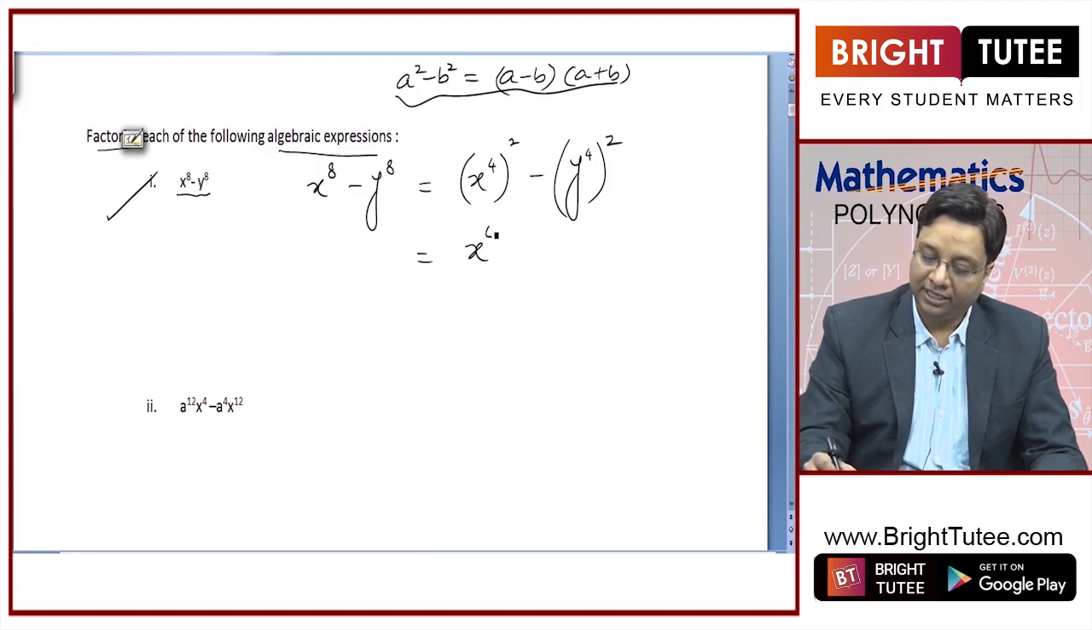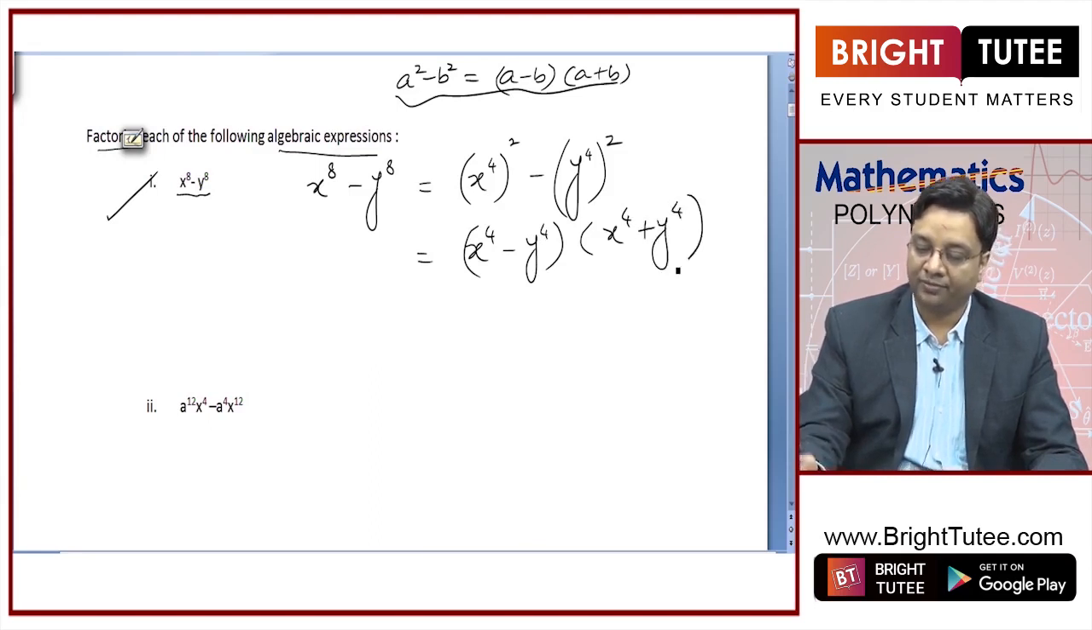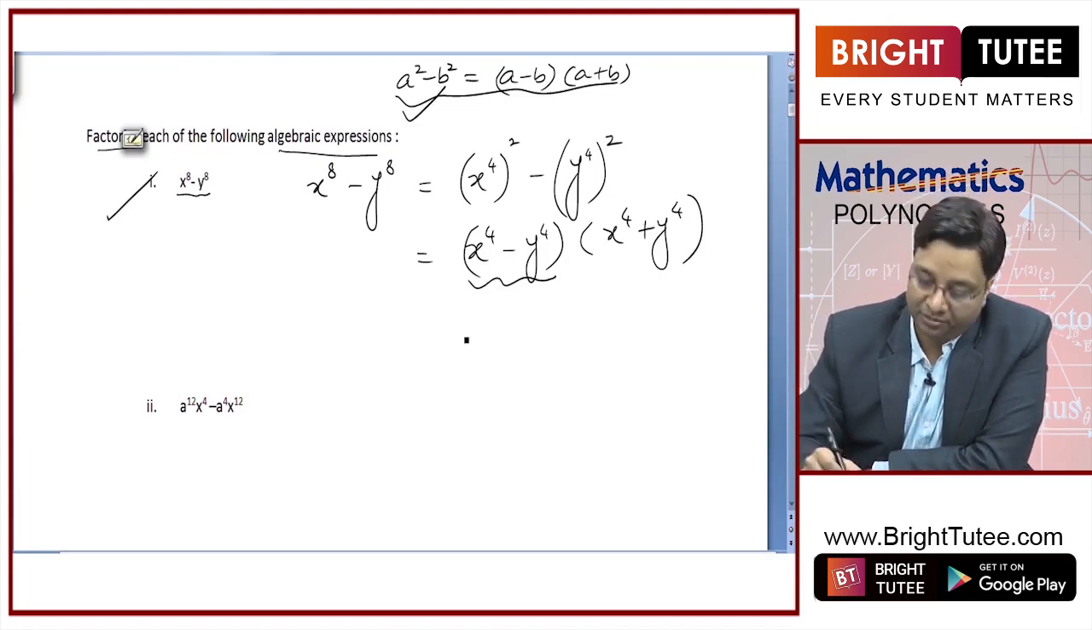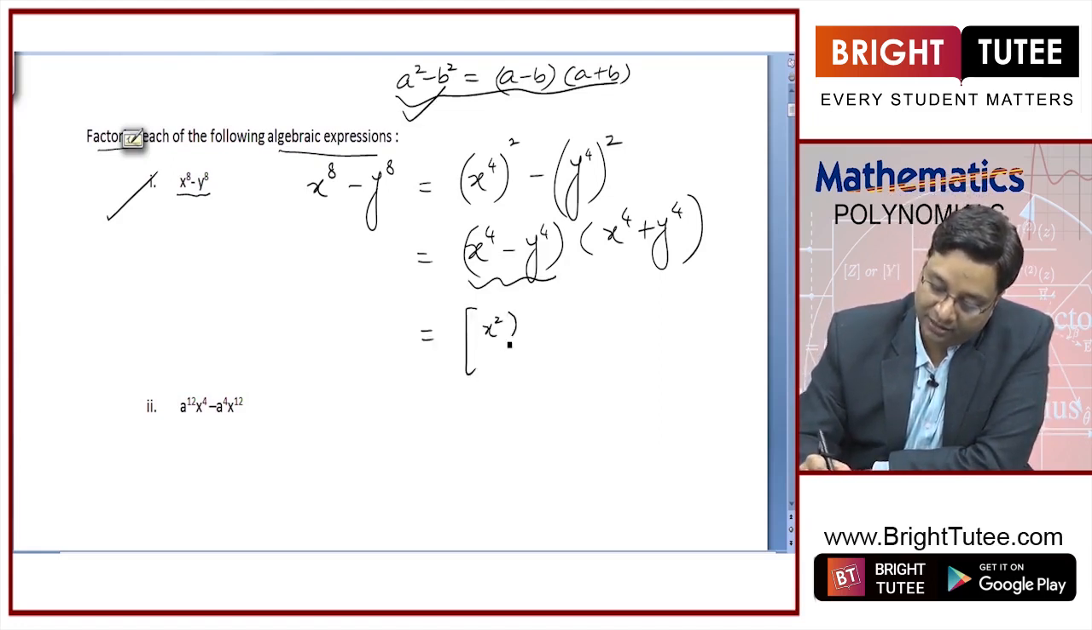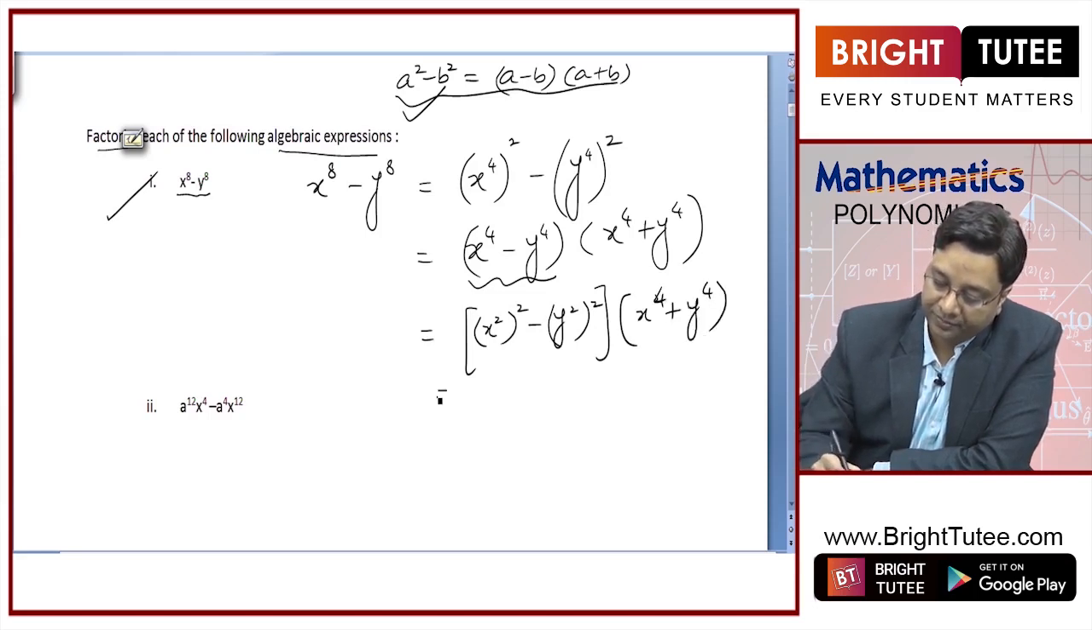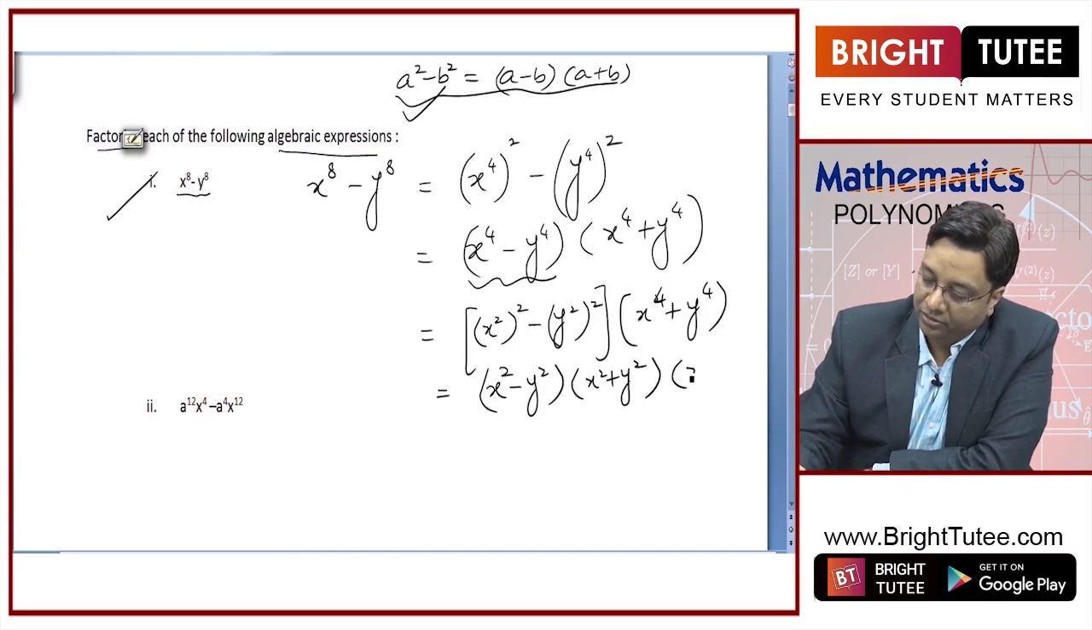So this will be x raised to power 4 minus y raised to power 4 into x raised to power 4 plus y raised to power 4, right. Now this is again in this form, a square minus b square. How? x square whole square minus y squared whole square into x raised to power 4 plus y raised to power 4. So this can again be written in the form of x square minus y square, x square plus y square into x raised to power 4 plus y raised to power 4.